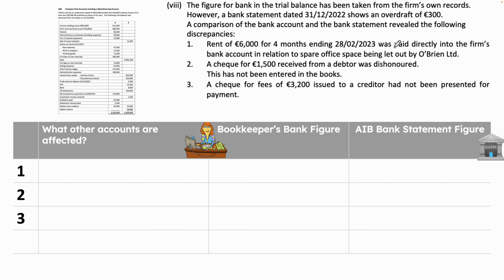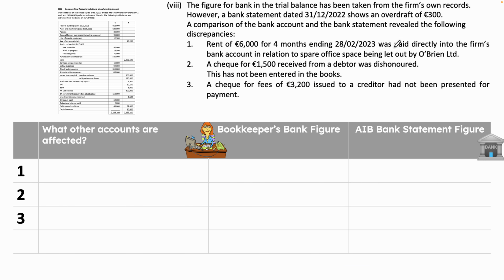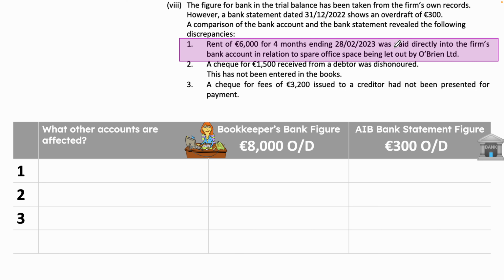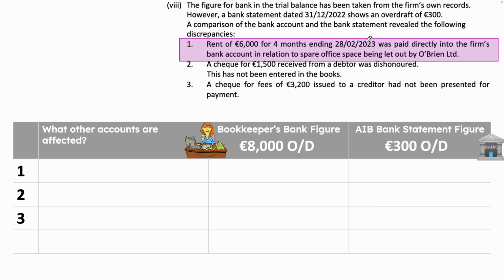So there are discrepancies between the bookkeeper's bank figure and the bank's bank figure, okay? The bookkeeper's bank figure is an 8,000 overdraft, because on the credit side that's an overdraft. The AIB bank statement figure shows an overdraft of €300, so that was up at the top here. Now, there are 3 different discrepancies, so by the end of this, we should have the same bank figure, okay?